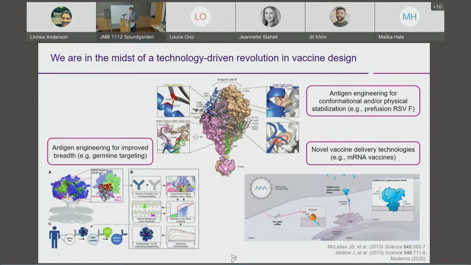And then finally, another example I wanted to highlight is antigen engineering for improved breadth to protect against not just one virus, but many strains or isolates of a virus or viral families. And one technique here is this concept of germline targeting, where you engineer your antigen to engage specific B cell precursors and activate and expand specific B cell lineages, and then guide them to the development of broadly neutralizing antibodies. And the amount of technology that goes into this approach is really just mind-boggling, and I think really encapsulates the revolution that we're living in right now.